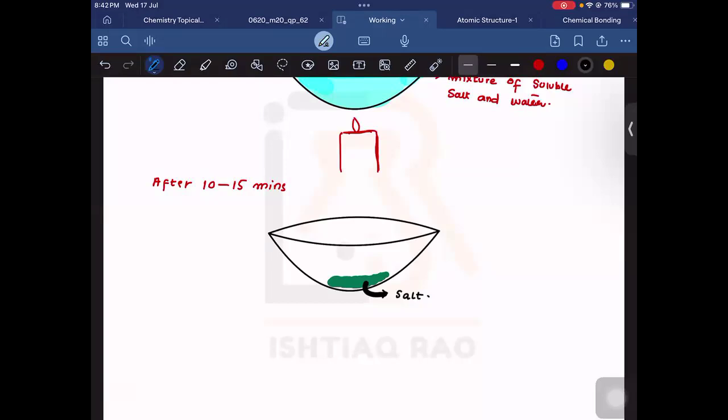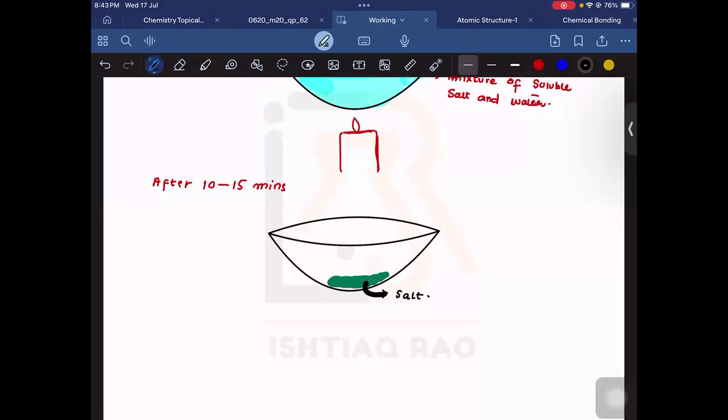So water is lost. You cannot have water again. It's a disadvantage of this process, that if you are going to separate one thing, you are going to lose another substance. So this is the disadvantage of this technique.